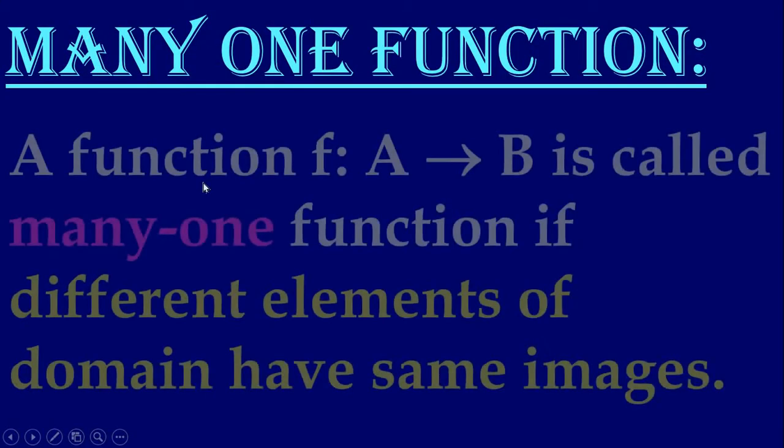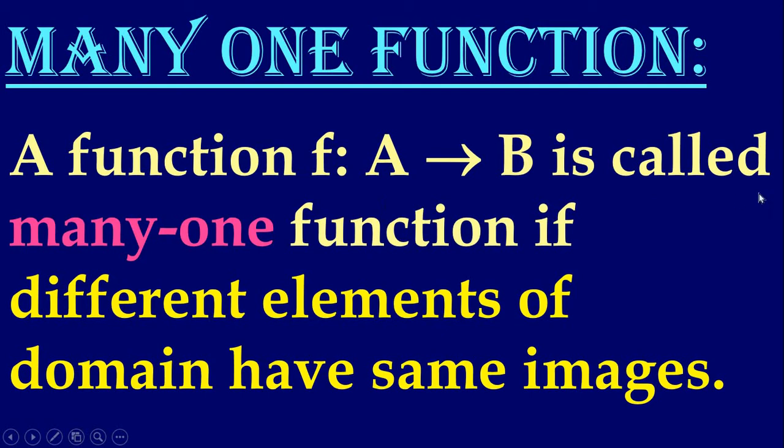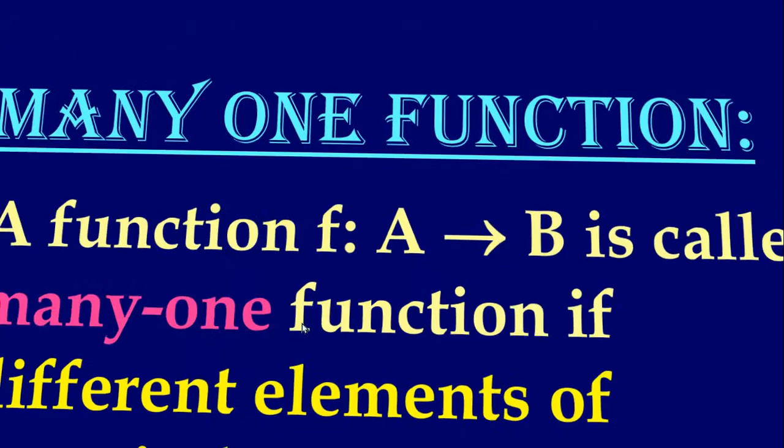So next it is the many one function. A function f from A to B is called a many one function if different elements of the domain have the same image. If a function is not 1-1, then it is called a many one function. That is, if different elements have the same image, then it is called a many one function.